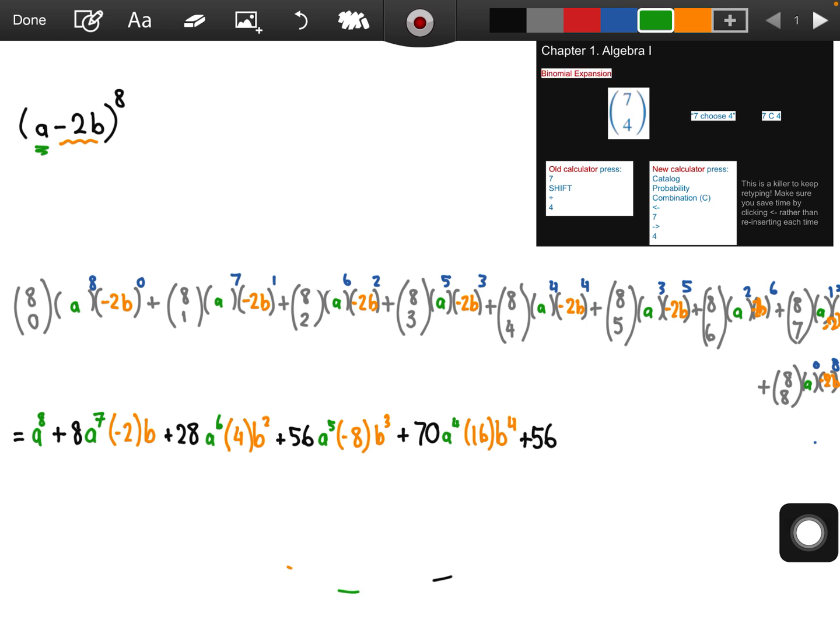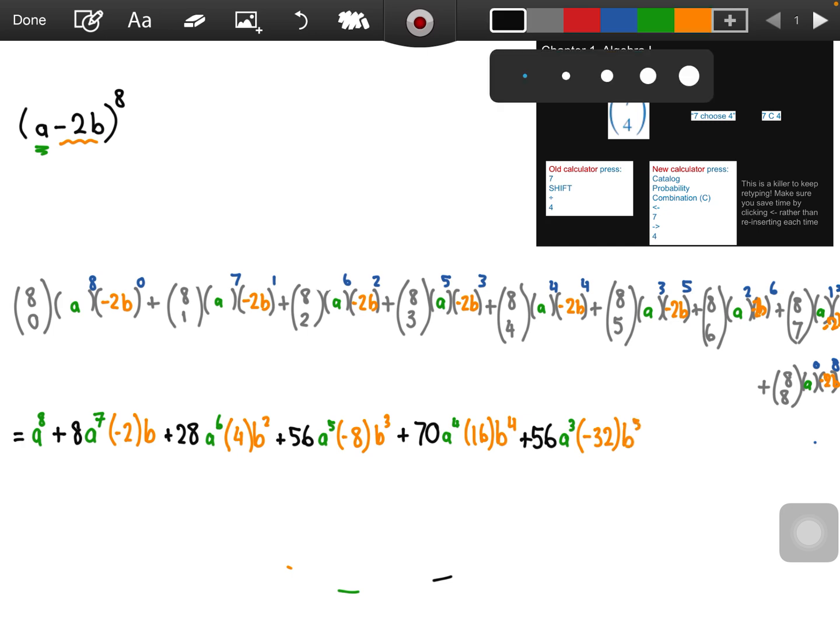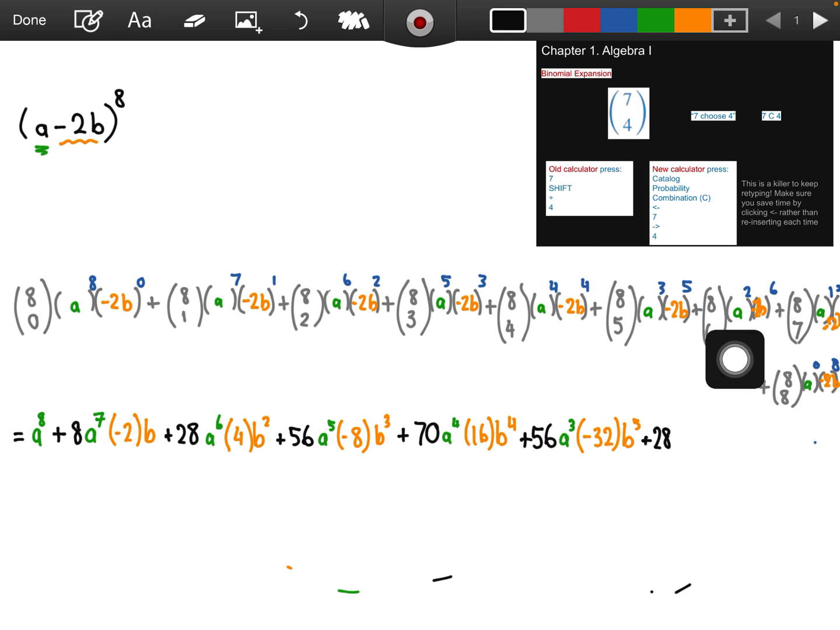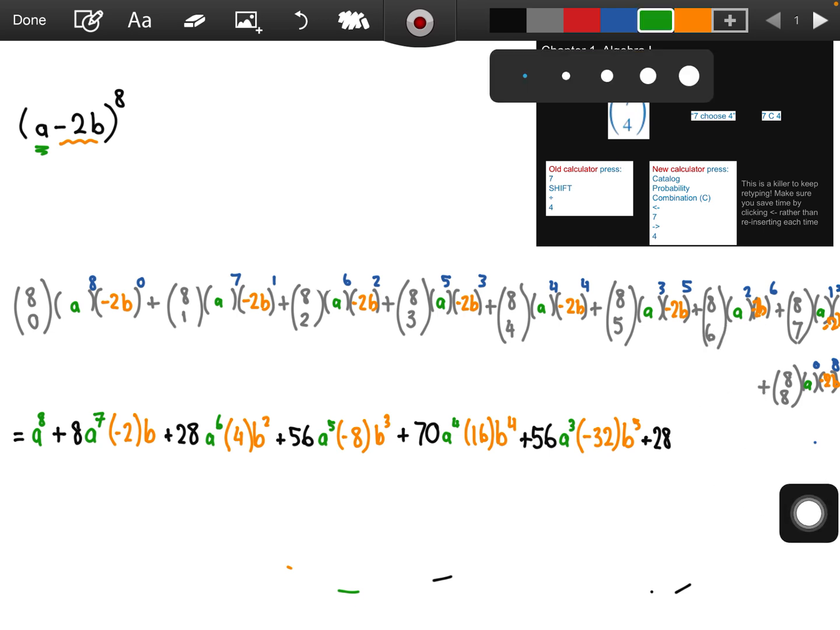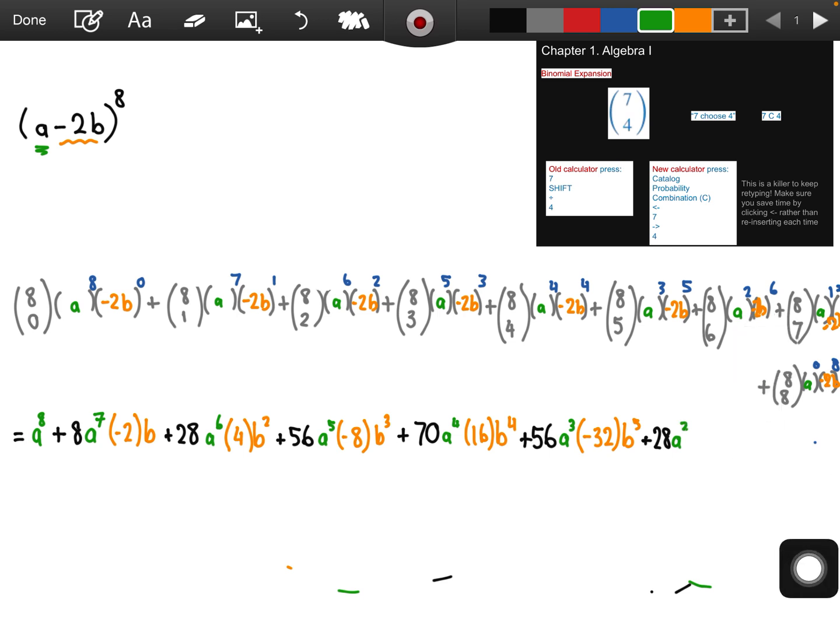Okay, a to the power of 3. And then it's going to be a minus 32 by b to the power of 5. Okay, if I was stuck for time, I could jump straight without putting it into my calculator and say that the next one must be 28. Okay, a to the power of 2, so a squared, and then minus 2 to the power of 6. Okay, so it's an even power, so it's going to become positive, and then it's 64, and then b to the power of 6.